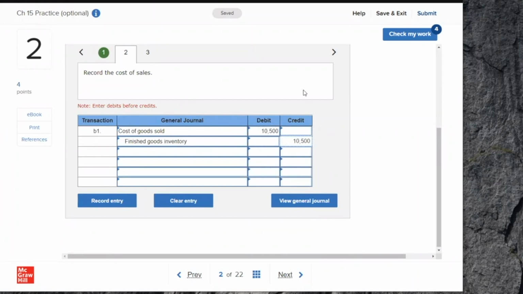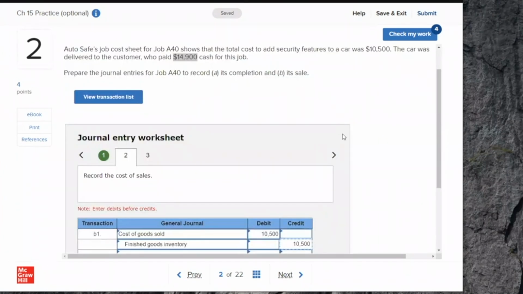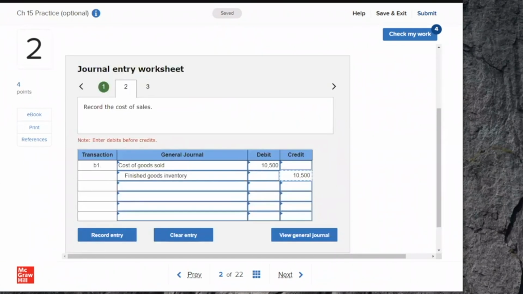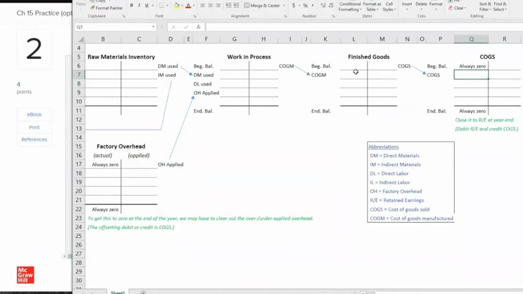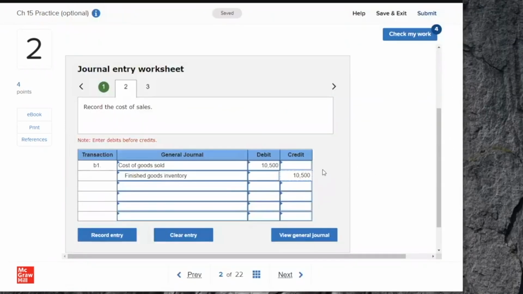We're not using $14,900 here because it's the cost. Okay. It was only here at $10,500. So when we take it out of here, we need to take it out at $10,500 and put it here. But that's not all. I mean, obviously we got paid.